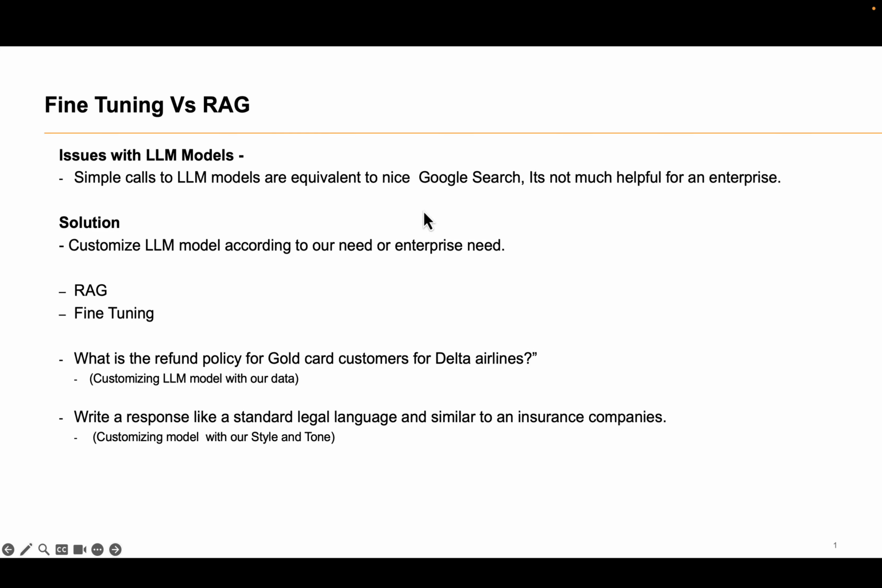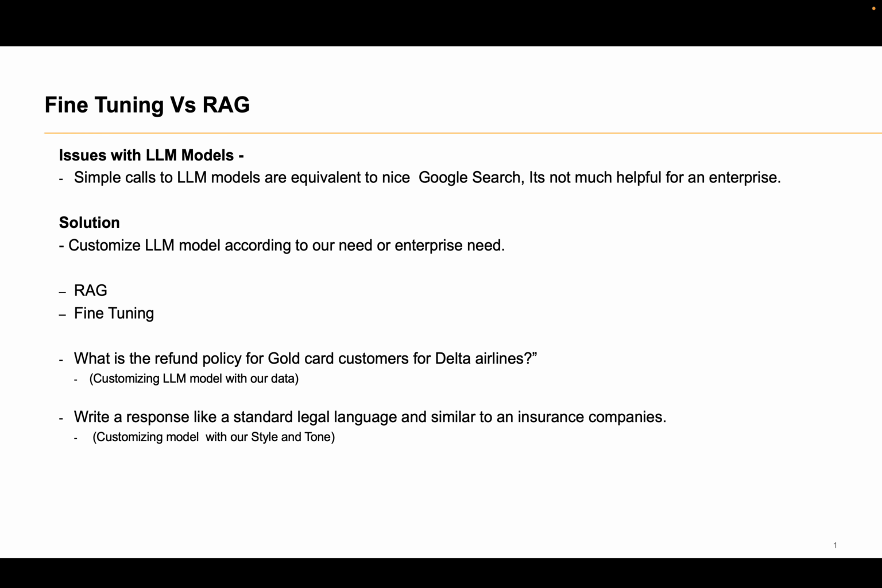Hi friends, in this tutorial we are going to see the difference between fine-tuning and RAG. Fine-tuning and RAG are the two mechanisms by which you can customize a generative AI model. First, understand what the issues or problems with the LLM model are.